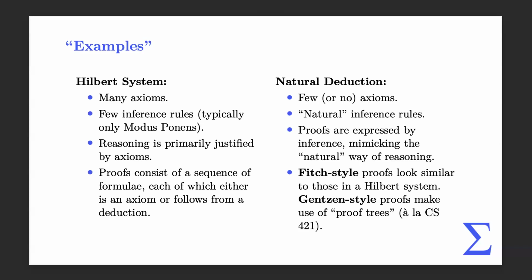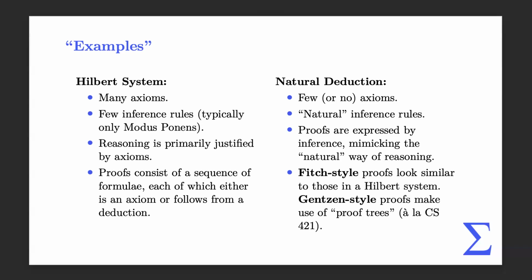So in natural deduction systems, we typically take few or no axioms and a large set of natural inference rules that we can use to move forward. There's two main families of natural deduction proofs, Fitch style and Gentzen style. The Fitch style is an evolution of the Jaśkowski style, which looks more similar to the Hilbert systems and kind of similar to programs. So we're going to introduce Fitch style notation.